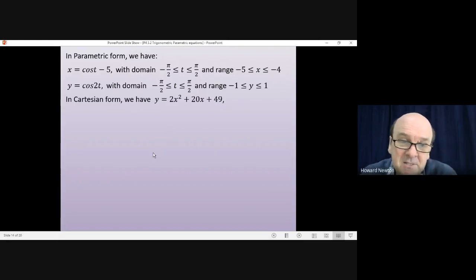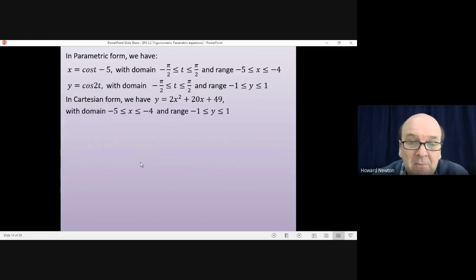We then calculated the Cartesian form of that equation, which is that, and we worked out its domain and range. And just look quickly at where they come from. So the domain of the Cartesian form, -5 to -4, that's the range of the function we had for x. And the range of the Cartesian equation, -1 up to +1, that's the range of the parametric equation that we had for y. So this is the same as this is the same as this.